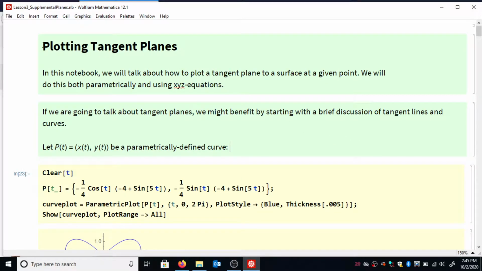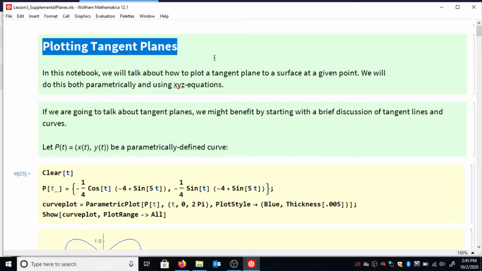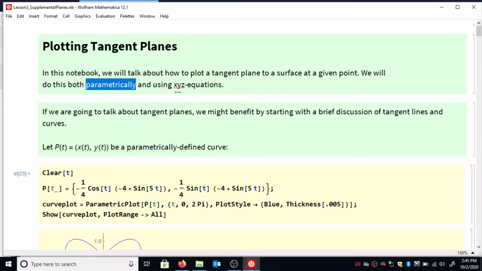In this video, I'm going to talk about plotting tangent planes. I'll talk about how to do this both parametrically and how to get the xyz equation for a tangent plane. But before we jump into tangent planes, it might make sense to talk about the tangent line to a curve and then kind of build up to three-dimensional space.